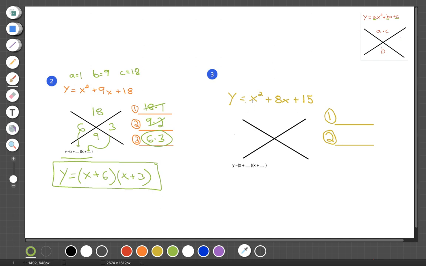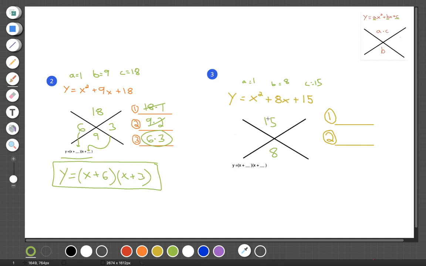Okay, let's try this one more time, and we'll go a little bit quicker. So again, A, B, and C. We're going to do that first. So A is going to be 1, B is going to be 8, C is going to be 15. A times C goes in the top. So 1 times 15 is 15. B goes in the bottom, that's 8.